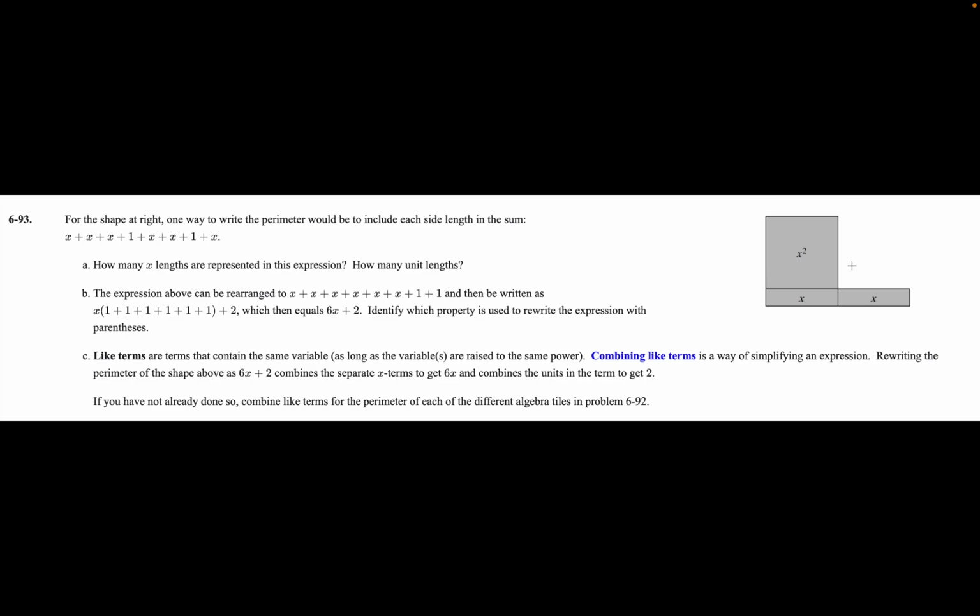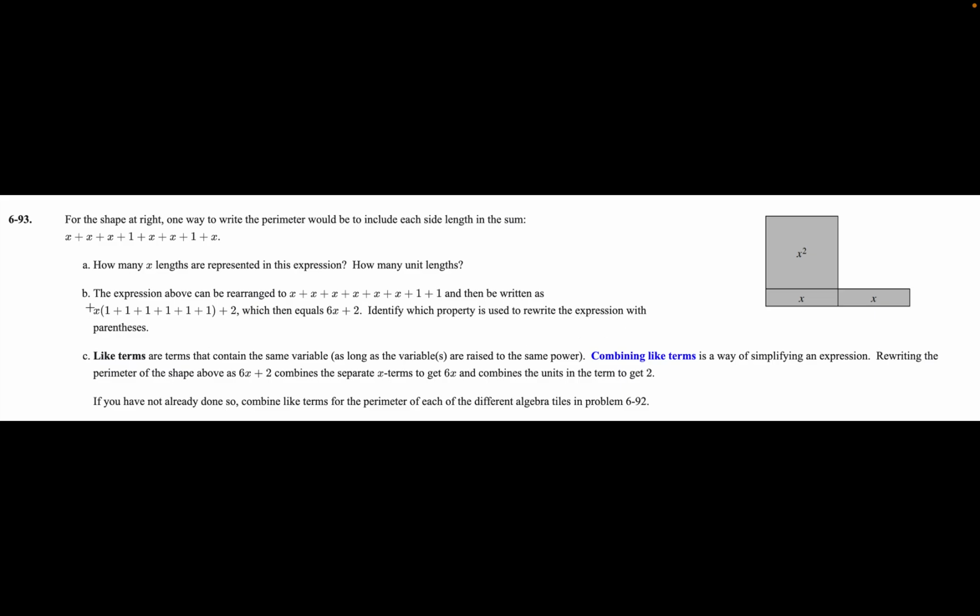We got 1, 2, 3, 4, and then down here 5, and then 6. The expression above can be arranged to x plus x plus x plus x plus x plus x plus 1 plus 1, and then be written as x times 1 plus 1 plus 1 plus 1 plus 1 plus 1 plus 2, which then equals 6x plus 2. Which property is being used to rewrite the expression with parentheses?